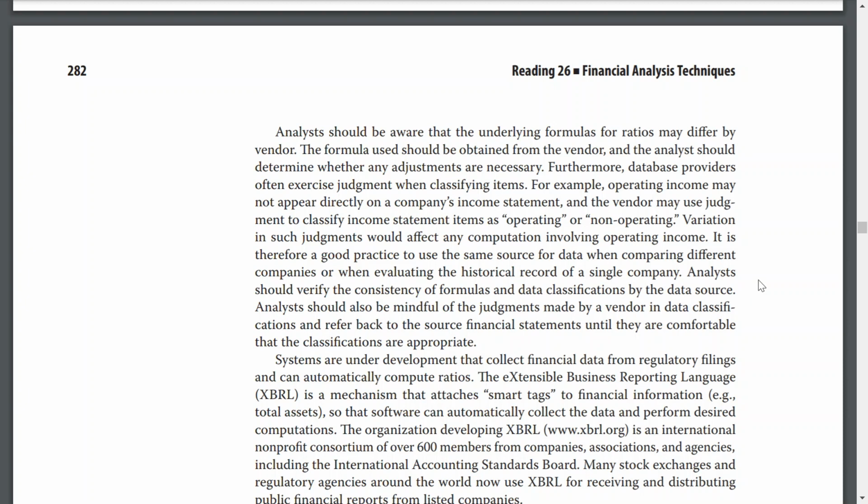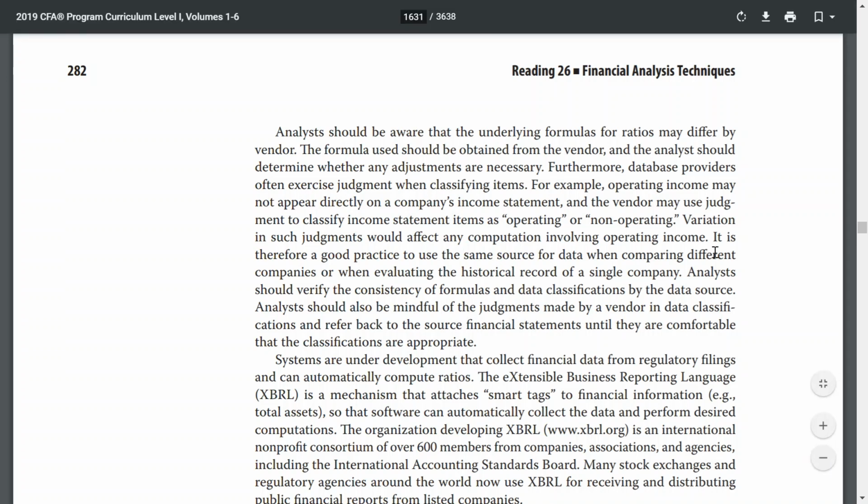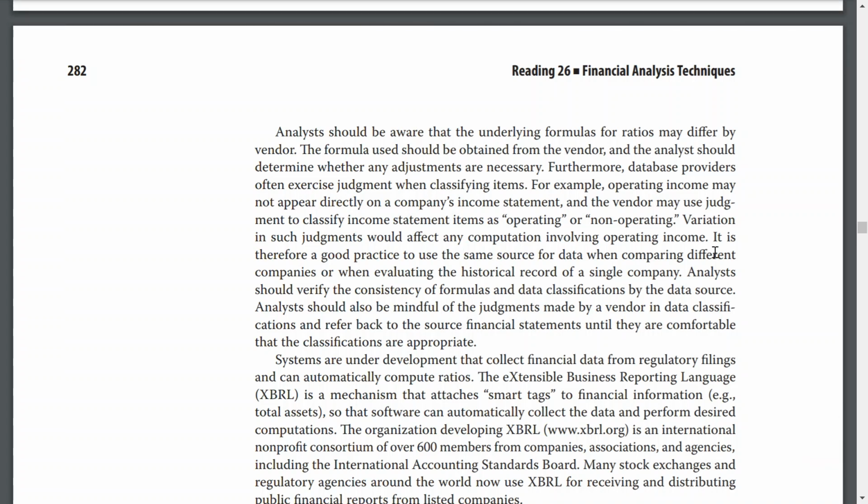Analysts should be aware that the underlying formulas for ratios may differ by vendor. The formula used should be obtained from vendors, and the analyst should determine whether any adjustments are necessary. Furthermore, database providers often exercise judgment when classifying items. For example, operating income may not appear directly on a company's income statement, and the vendors may use judgment to classify income statements into operating and non-operating. Variations in such judgments will affect any computation involving operating income.